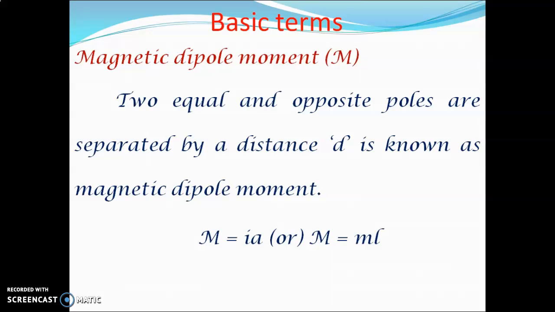The first thing will be magnetic dipole moment, as we studied in our +2 years, right? What is a magnetic dipole? It is nothing but two equal and opposite poles separated by a small distance d. The poles separated by a small distance d give the magnetic dipole moment. That is, capital M is equal to small m into L.